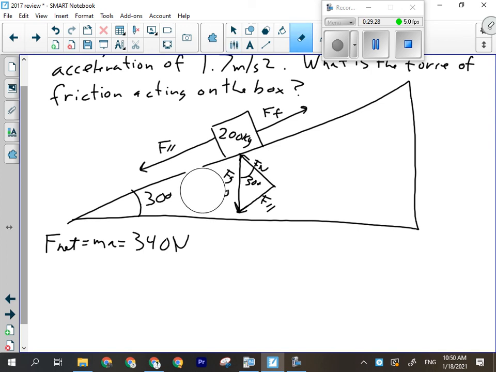1,962. Sorry, I put a 0 on there that shouldn't be there. 1,962 newtons is my force of gravity acting down. F parallel is the opposite side to the 30-degree angle, so it's half of that. It is 981 newtons. See, I picked numbers where I can just do the calculations in my head. So my force down the ramp is 981 newtons. My net force, which is the sum of F parallel and the force of friction, is 340 newtons down the ramp. How do I calculate F?